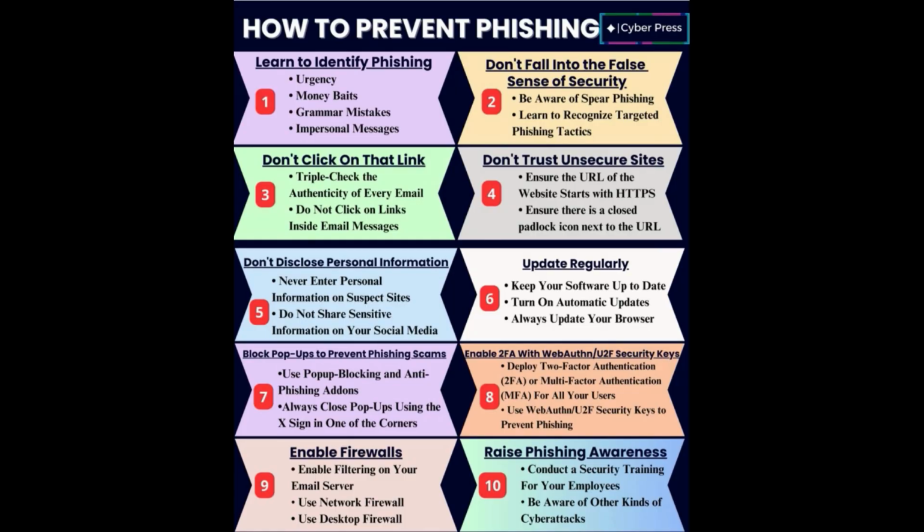Learn to identify phishing. First one is urgency, money baits, grammar mistakes, and impersonation messages. The second one, don't fall into a false sense of security. Beware of spear phishing, learn to recognize targeted phishing tactics. Don't click on links, triple check the authenticity of every email, and don't click the links inside the email message. This is one type of phishing technique in cyber attacks.